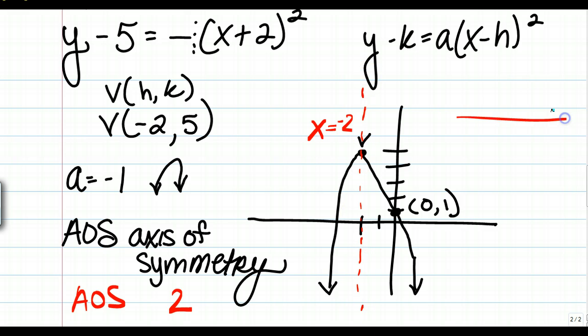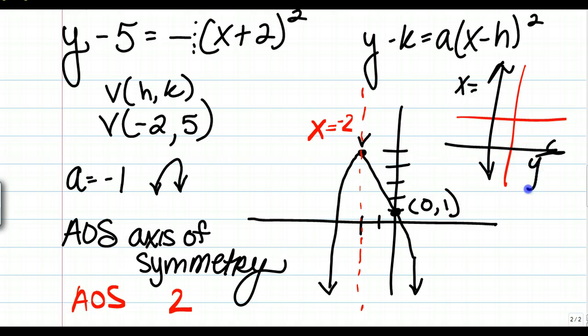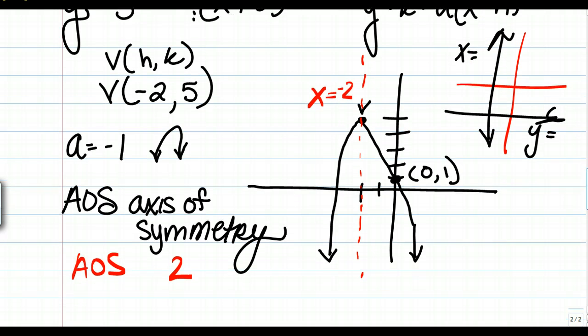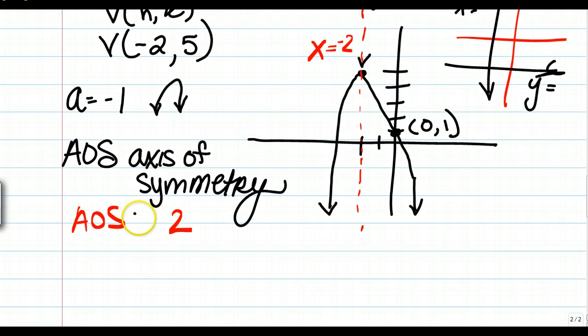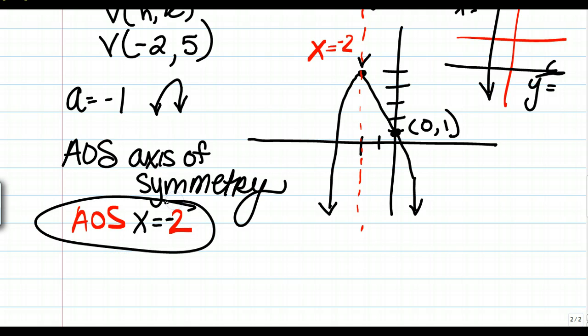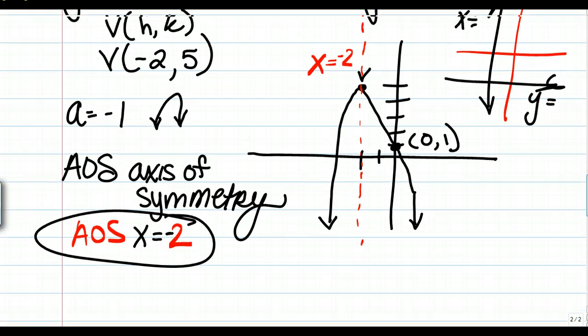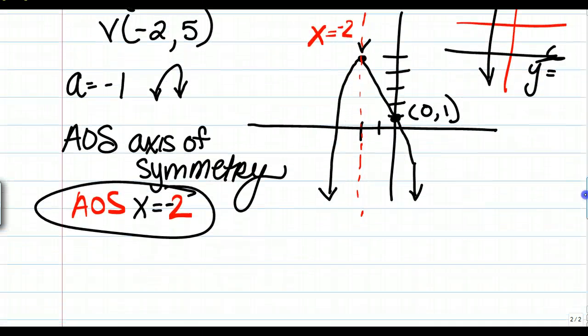And remember when we had lines, let me use a different color, and we had lines like this. Remember, this is an x equals line, and this is a y equals line, because it's cutting through the y, it's cutting through the x. We talked about that in a prior chapter. So this has to be x equals negative 2 because it's the line that crosses at negative 2. So that would be one of your answers that you would put on a test. If I asked you what's the axis of symmetry, you would say x equals negative 2.